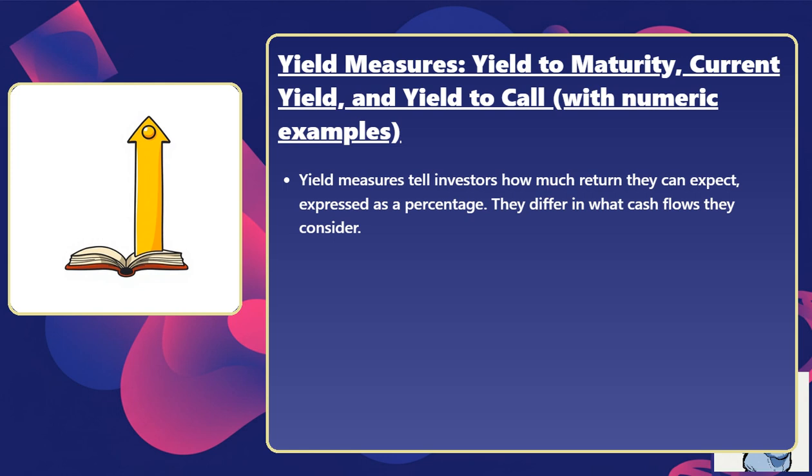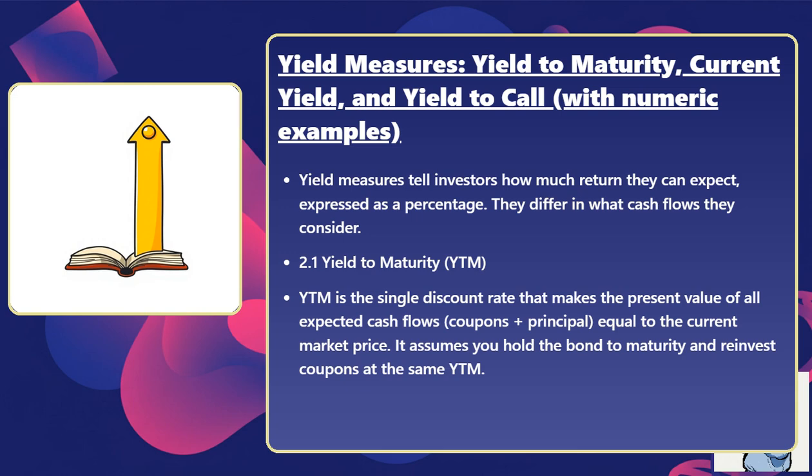Yield measures tell investors how much return they can expect, expressed as a percentage. They differ in what cash flows they consider. 2.1 Yield to maturity (YTM). YTM is the single discount rate that makes the present value of all expected cash flows, coupons plus principal, equal to the current market price. It assumes you hold the bond to maturity and reinvest coupons at the same YTM.